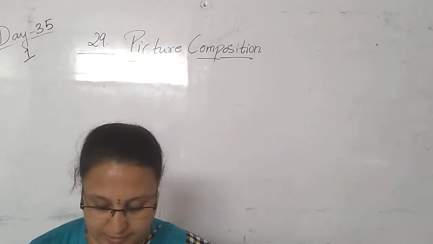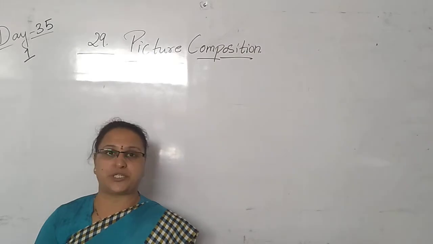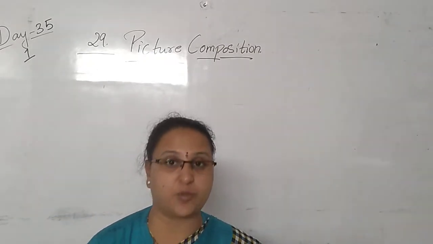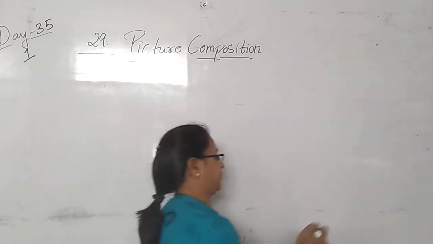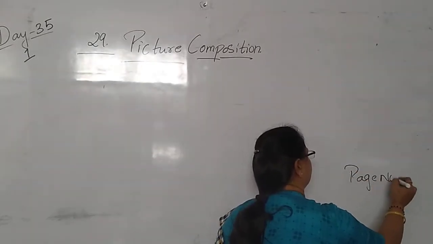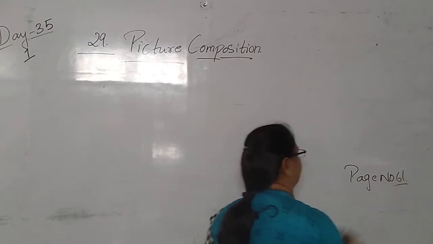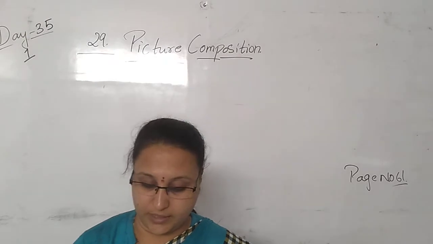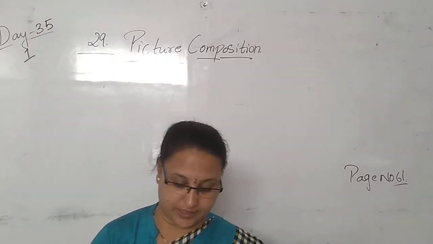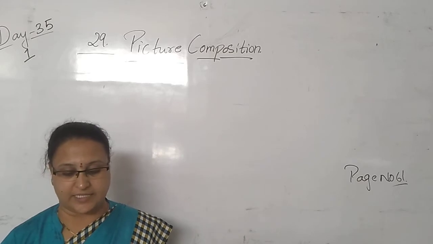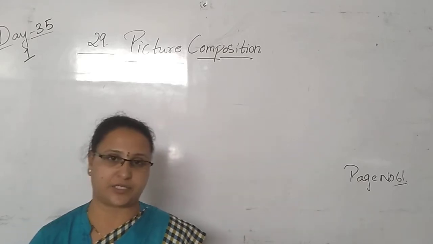Now, children, here they have given some pictures. You can open your textbook also. You can see it on page number 61 in your textbook. So now let us start, children. Look at the pictures and write 3 sentences on each.